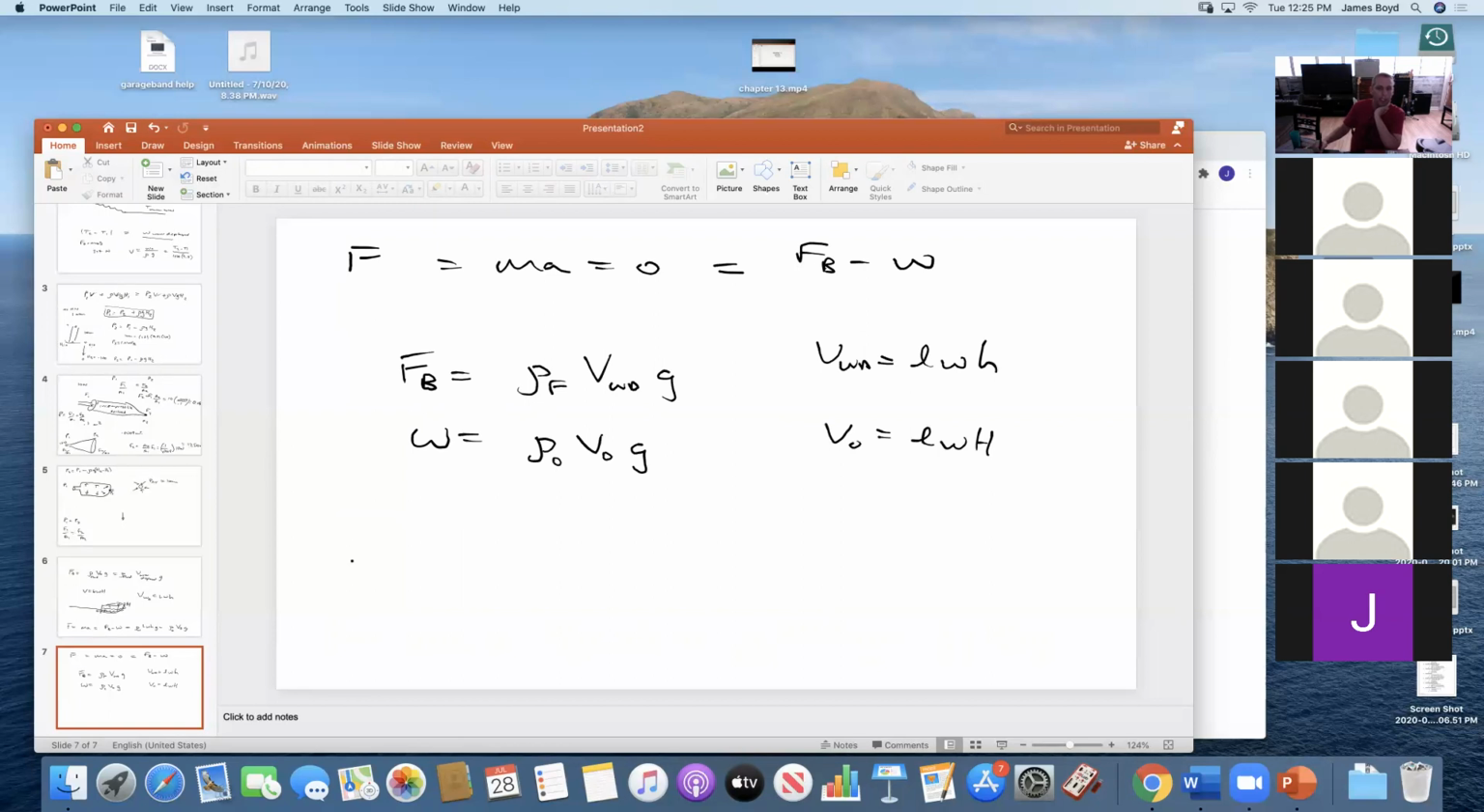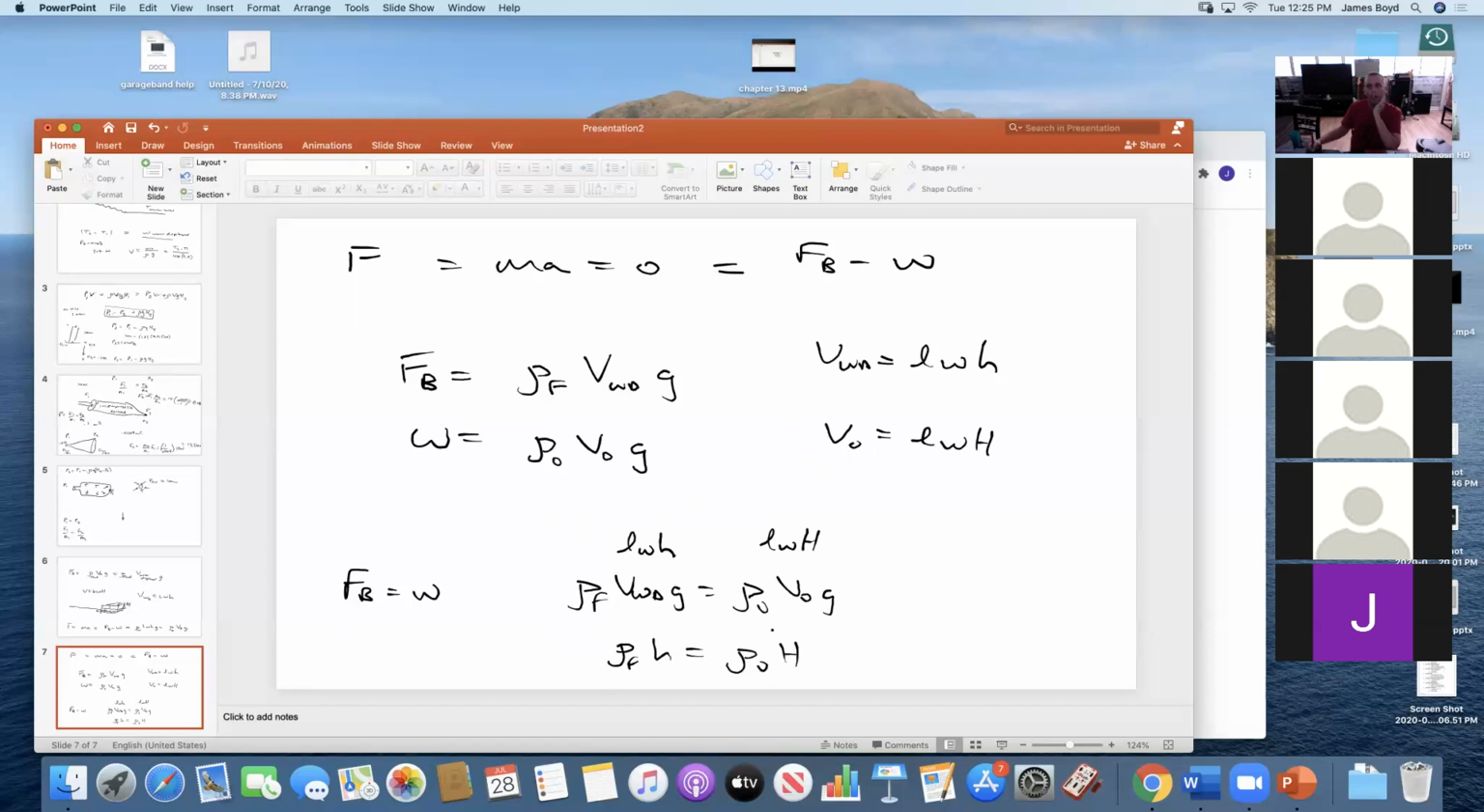Okay, since this is 0, FB is equal to the weight, or rho of the fluid times the volume of water displaced times g is equal to rho of the object times the volume of the object times g. Cancel the g's, put these as L W little h and L W big H, and the L and W go away. So I get rho of the fluid times little h is equal to rho of the object times big H.